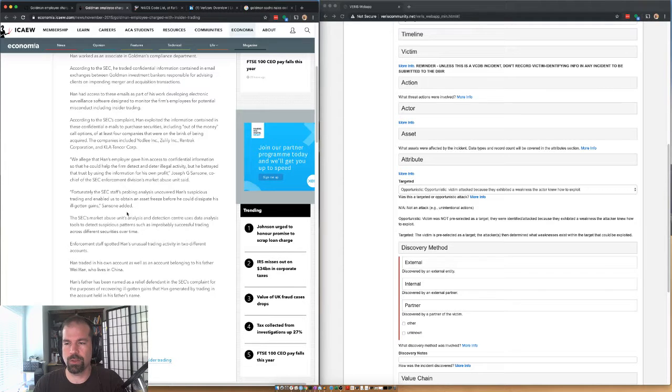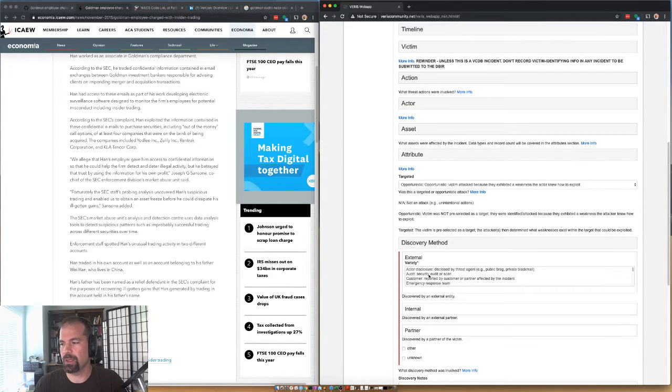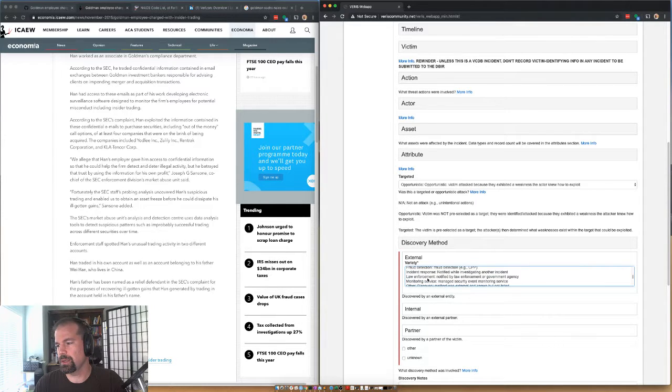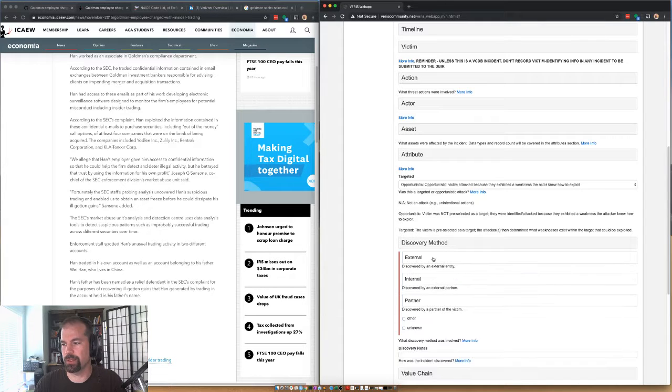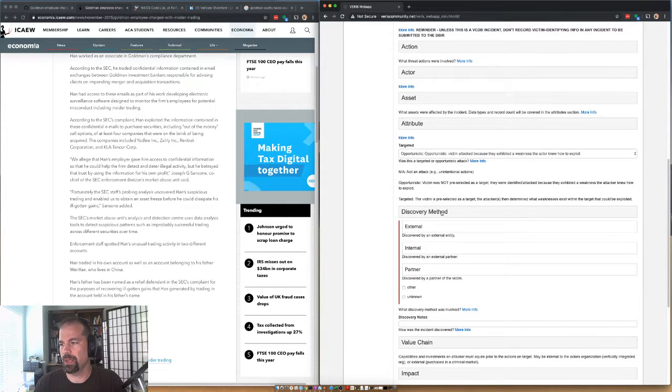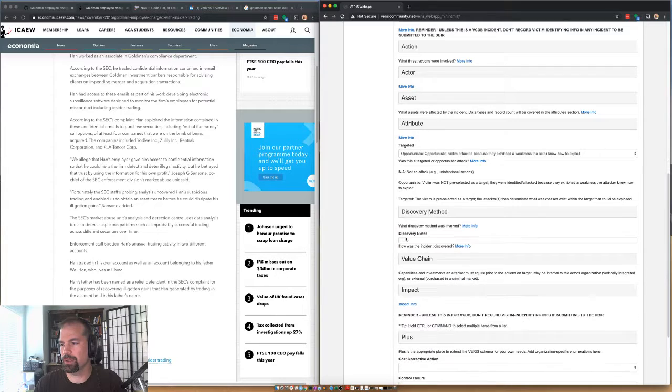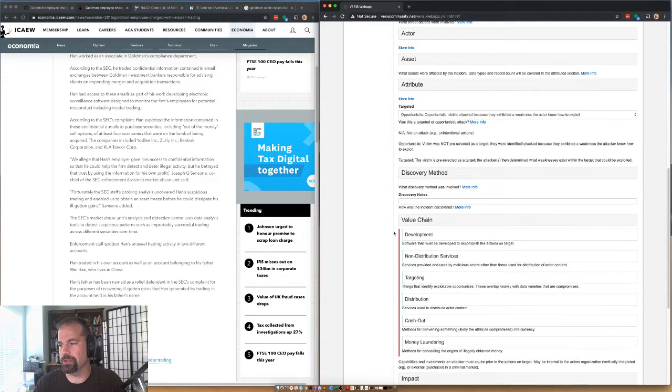Let's see some higher boosts. So I'm going to say external. Security audit or scan. External law enforcement. Monitoring service, security researcher. I don't know. Does the SEC's enforcement division sound like law enforcement? There's a law against insider trading, they enforced it, and it fits that bill. And then that's discovery.